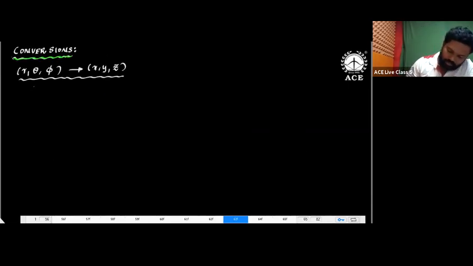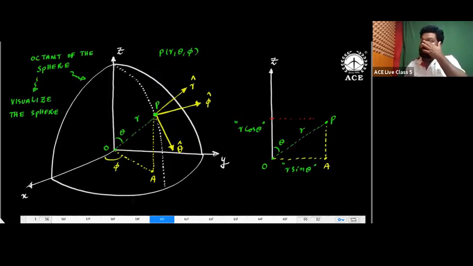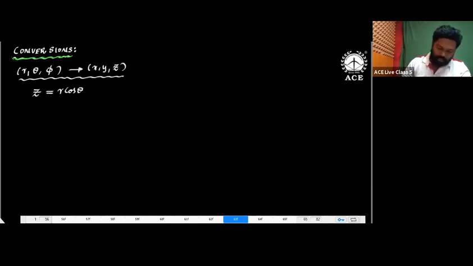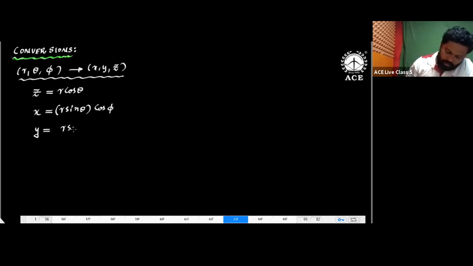Z is R cos theta. Then what is this OA, beta? Sorry, R sin theta. That means OA, R sin theta, is making phi with the x-axis, beta. So what happens to the x component? R sin theta cos phi. If I resolve the other side, it is R sin theta sin phi.